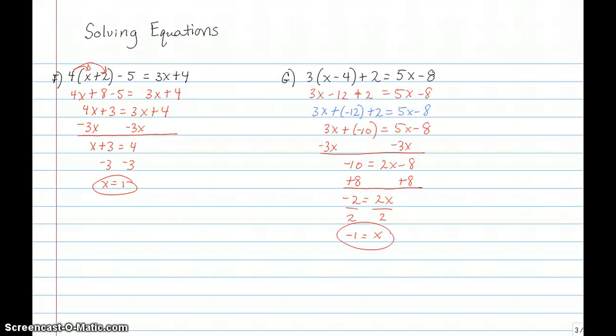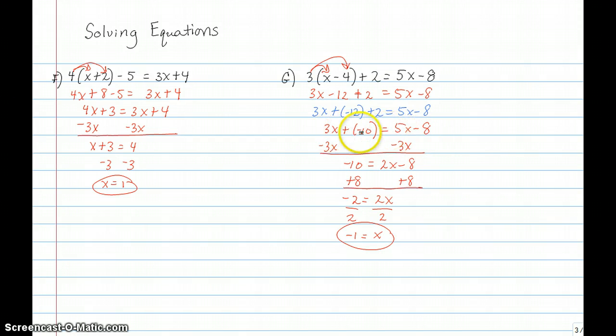Okay, distributive property first. 3 times x, 3x. 3 times negative 4, negative 12. Or minus 12 plus 2 equals 5x minus 8. Now the step in blue you may or may not need. We're going to use the additive inverse, or add the opposite. 3x plus 12 goes to its opposite of negative 12. Plus 2 equals 5x minus 8. Actually first we have to do combining like terms. So negative 12 and 2 are combining like terms, which gives you negative 10. So 3x plus negative 10, or 3x minus 10 equals 5x minus 8.